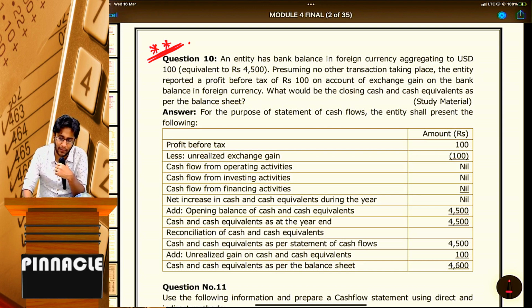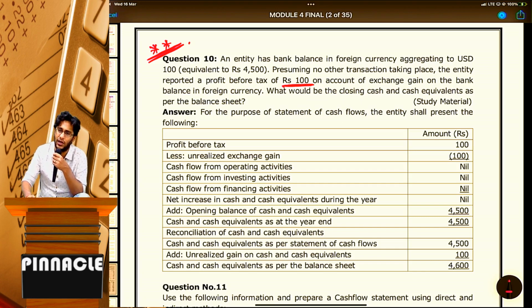An entity has a bank balance in foreign currency aggregating to $100, which is equivalent to 4,500. How is $100 equivalent to 4,500? Exchange rate is 45 rupees. Presuming no other transaction taking place, the entity reported a profit before tax of 100 on account of exchange gain on the bank balance in foreign currency. That means in the current year, the 4,500 rupees worth of $100 became 4,600. Accordingly, there is an exchange gain of 100 rupees. That is your only item. There is nothing else other than this.